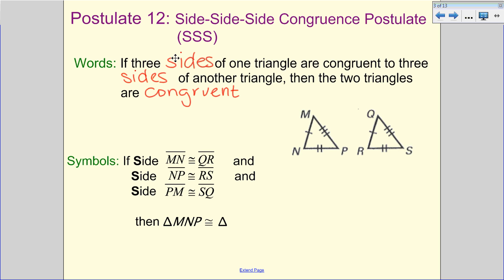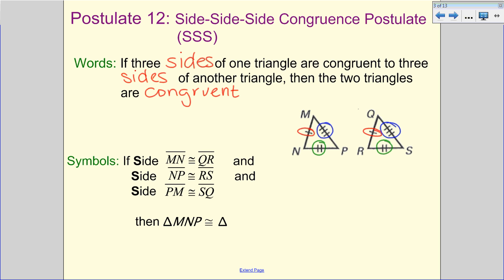If side MN is congruent to QR, we can see that they're congruent by the congruency marks. And NP is congruent to RS. We can see it by the congruency marks. And this "and" means we have to include all of them. PM is congruent to SQ. Then we can say that the two triangles are congruent.